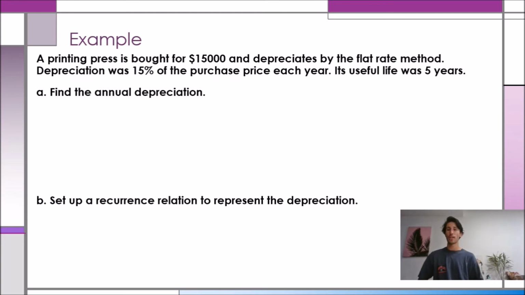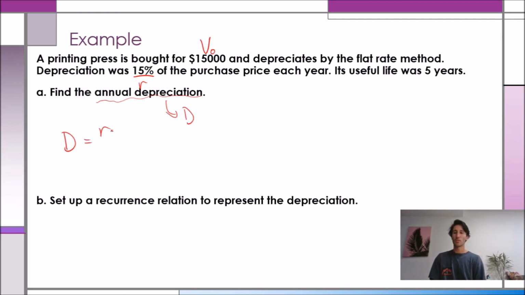Okay, so there's a few things here. Let's annotate the question. So $15,000 is V0 because that's what we're starting with. Depreciation was 15%. That's R. Its useful life was 5 years. So at the end of 5 years, there should be no value left, or that's the scrap value of the item, in this case, a printing press. Find the annual depreciation. So annual depreciation, this is asking for D, the letter D.